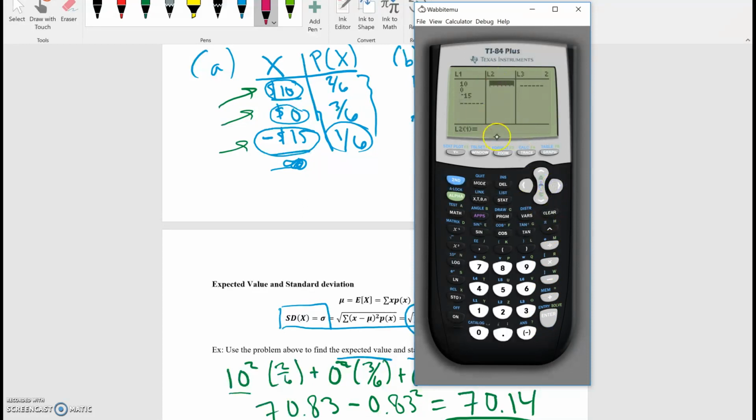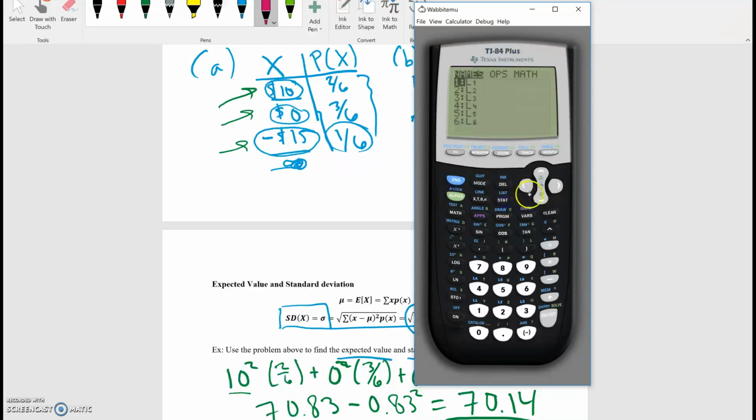And then on L2, I'm going to put in my probabilities. So 2 out of 6, and it gives it to me in a decimal, 3 out of 6, and then 1 out of 6. Okay, so I put my probability distribution there. I put my x values, and I also put my probabilities. Now we're going to do exactly the same thing that we did before.